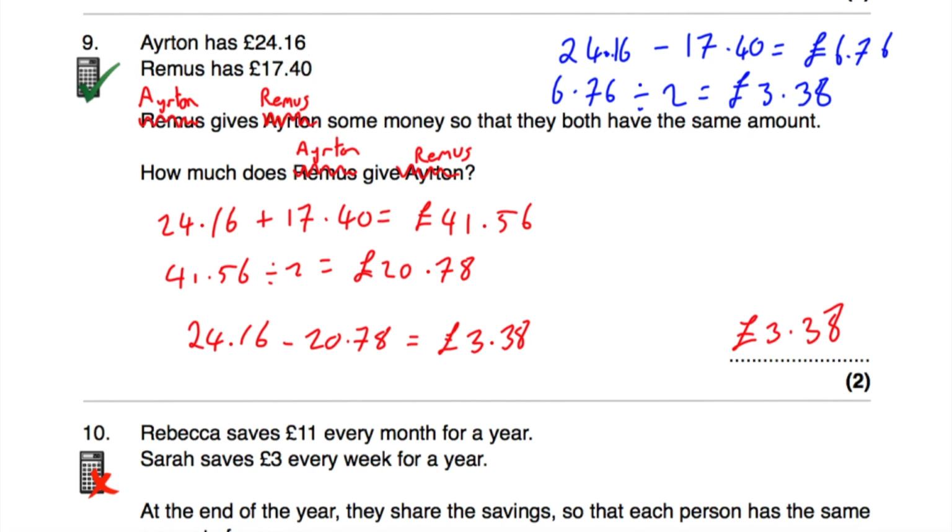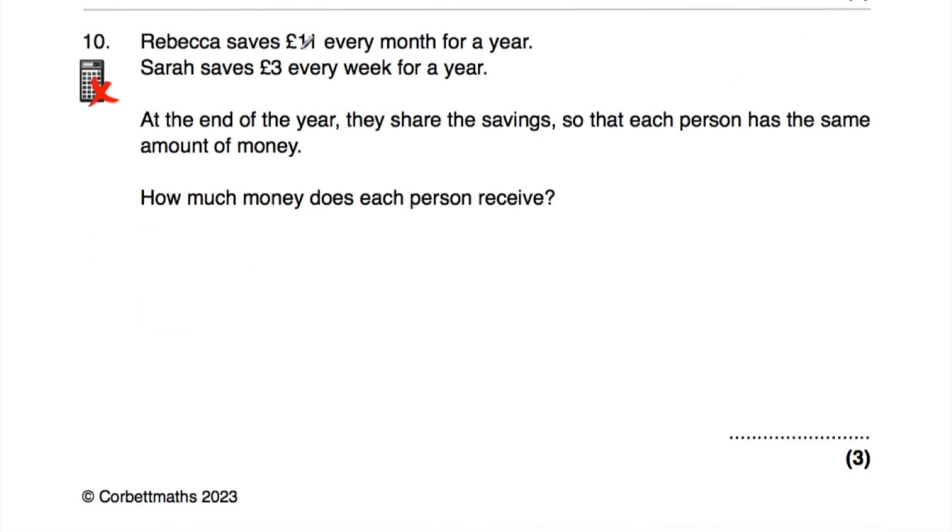Okay, so let's have a look at question number 10. So question number 10 says, Rebecca saves £11 every month for a year, and Sarah saves £3 every week for a year. At the end of the year, they share the savings so that each person has the same amount of money. How much does each person receive?